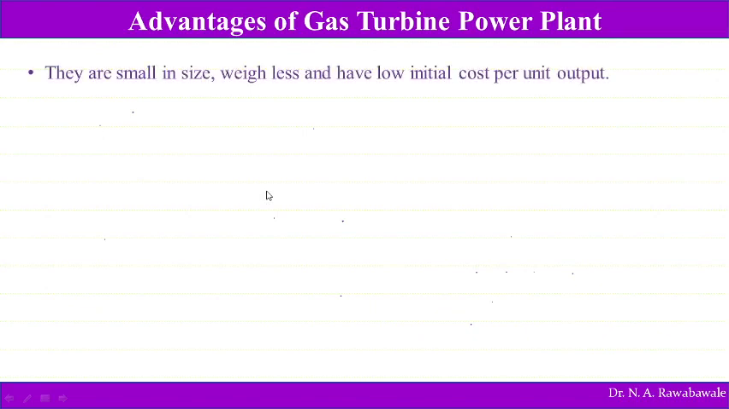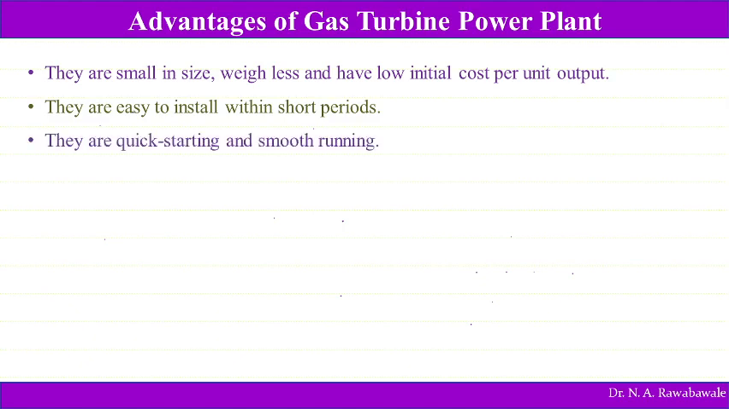Then coming to the advantages of gas turbine power plant. The very first advantage is they are small in size, weigh less, and have low initial cost per unit output. That is, the power generation is cheaper in the case of a gas turbine power plant. Then they are easy to install within a short period. A gas turbine power plant can be installed in a shorter time.